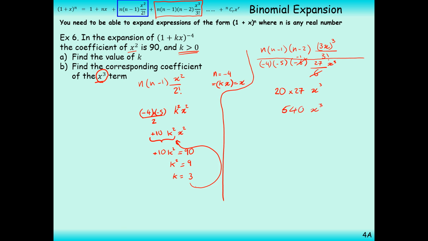The coefficient of x cubed is 540, and that's the answer to the last part of the question.